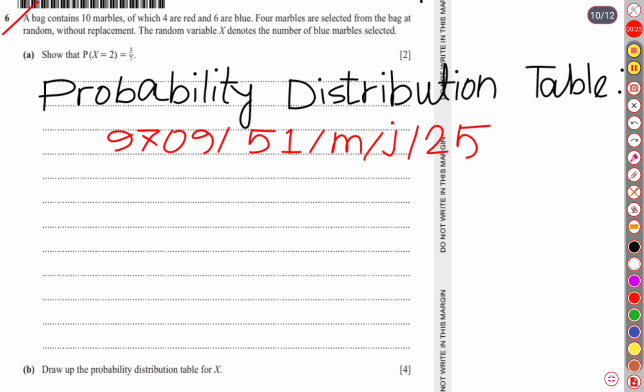It says a bag contains 10 marbles, of which 4 are red and 6 are blue. 4 marbles are selected from the bag at random without replacement. The clue word of the question is without replacement. The random variable X denotes the number of blue marbles selected. Show that the probability of X equal to 2 is equal to 3 over 7. That means 4 marbles have been selected one after the other, and we will have to find the probability that 2 marbles are blue. So let's start our solution.